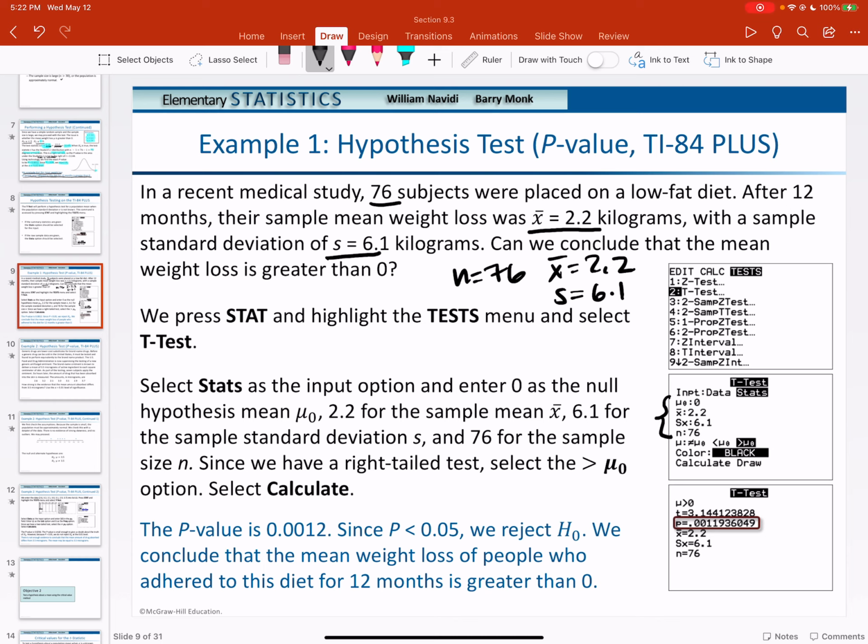Now this 0 represents the null hypothesis value, right? The null hypothesis was that mu is equal to 0, so this is our mu 0. So that's why you would enter 0 there. Then it's a right tail test.